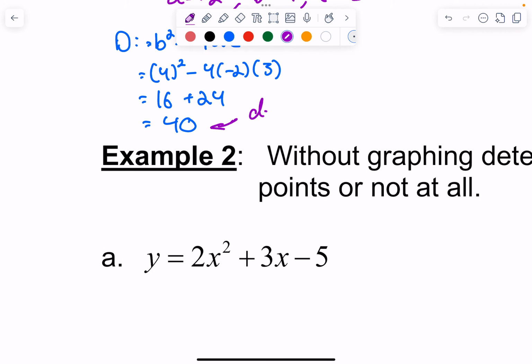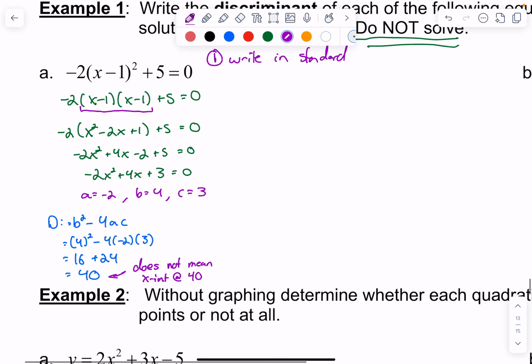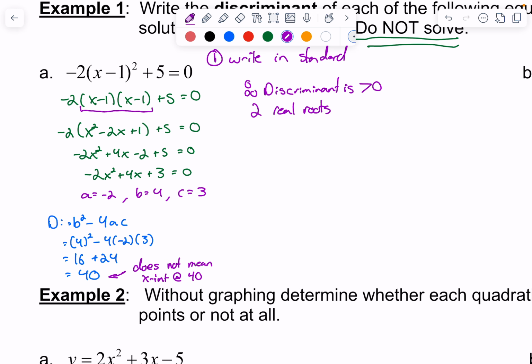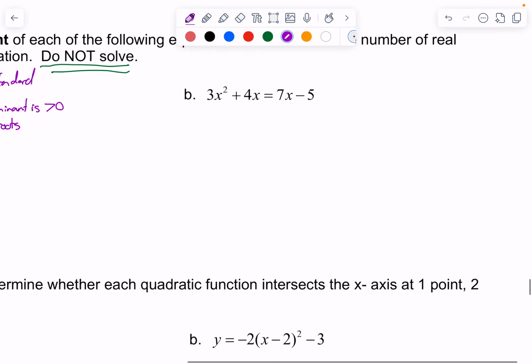I'm just going to make this very clear: it does not mean x-intercept at 40. What that means is that this number is positive. So therefore, our discriminant is bigger than 0. It is positive. So 2 real roots or solutions. You can use whatever word you want. Well, let's do the next one.